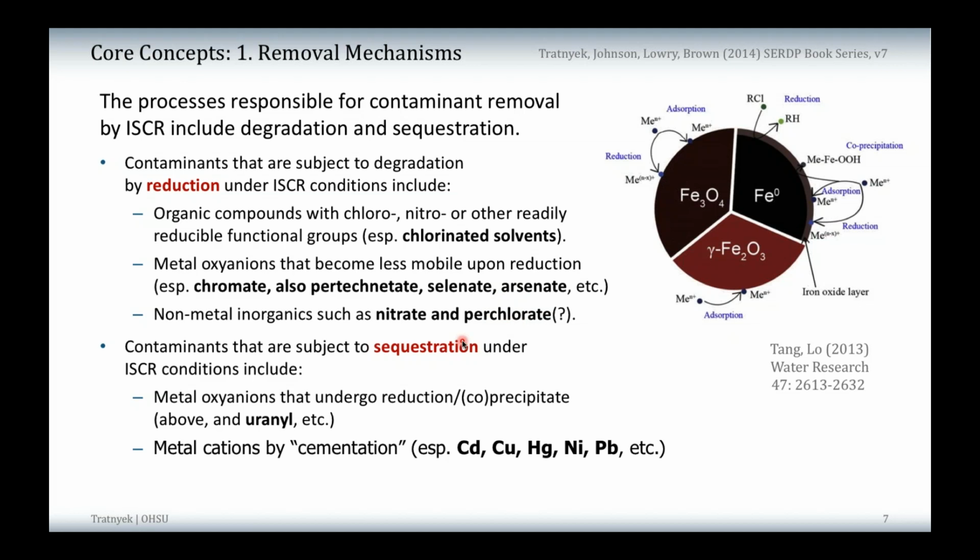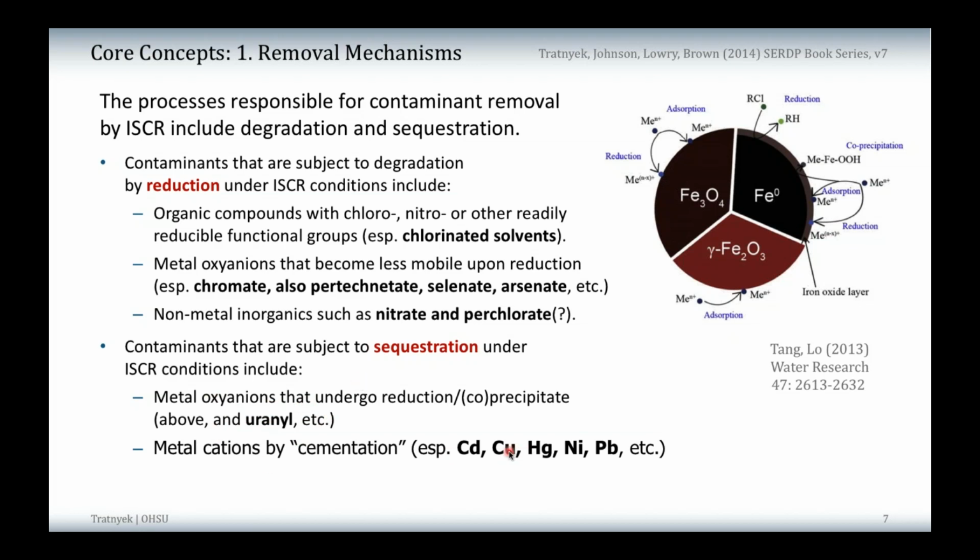In contrast to reduction, there's also the scenario that we're calling sequestration. Sequestration is an umbrella term for any kind of physical removal by sorption or co-precipitation, et cetera. And so there are metal oxyanions that may not undergo reduction, but still are effectively sequestered by ISCR type agents. And uranium would be a pretty good example of that.